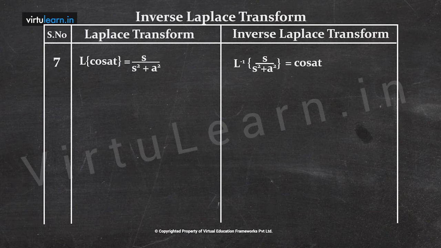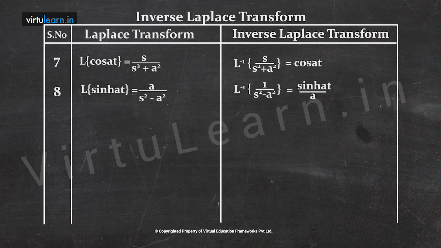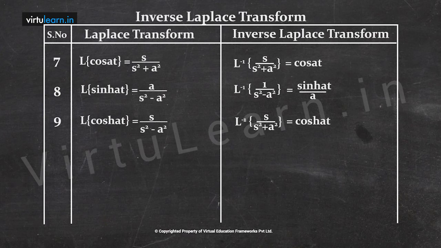Now sinh at. Laplace transform of sinh at equal to a by s square minus a square. A is constant. That's why instead of a I am writing here 1. L inverse of 1 by s square minus a square, that is sinh at by a. If a is available in place of 1, then simply sinh at, no need to write sinh at by a. Now here L inverse of 1 by s square minus a square is sinh at by a, because a is missing here. Now, Laplace transform of cosh at, s by s square minus a square. Then inverse Laplace transform of s by s square minus a square, that is cosh at.